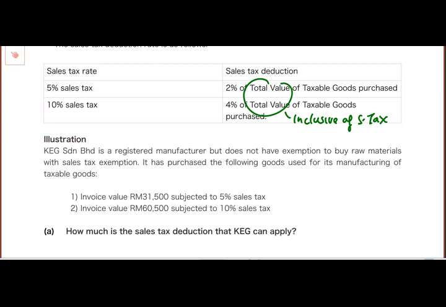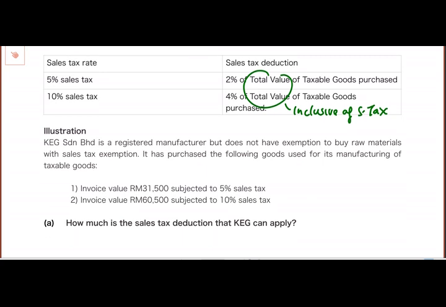Okay, example. KEG is a registered manufacturer, but does not have an exemption to buy raw material without sales tax. So they don't have Schedule C. When they buy, they have to pay all the sales tax. If you have paid sales tax and you don't want to impose the sales tax again on your product so that your price will not be so high, then what you can do is claim back a sales tax deduction.